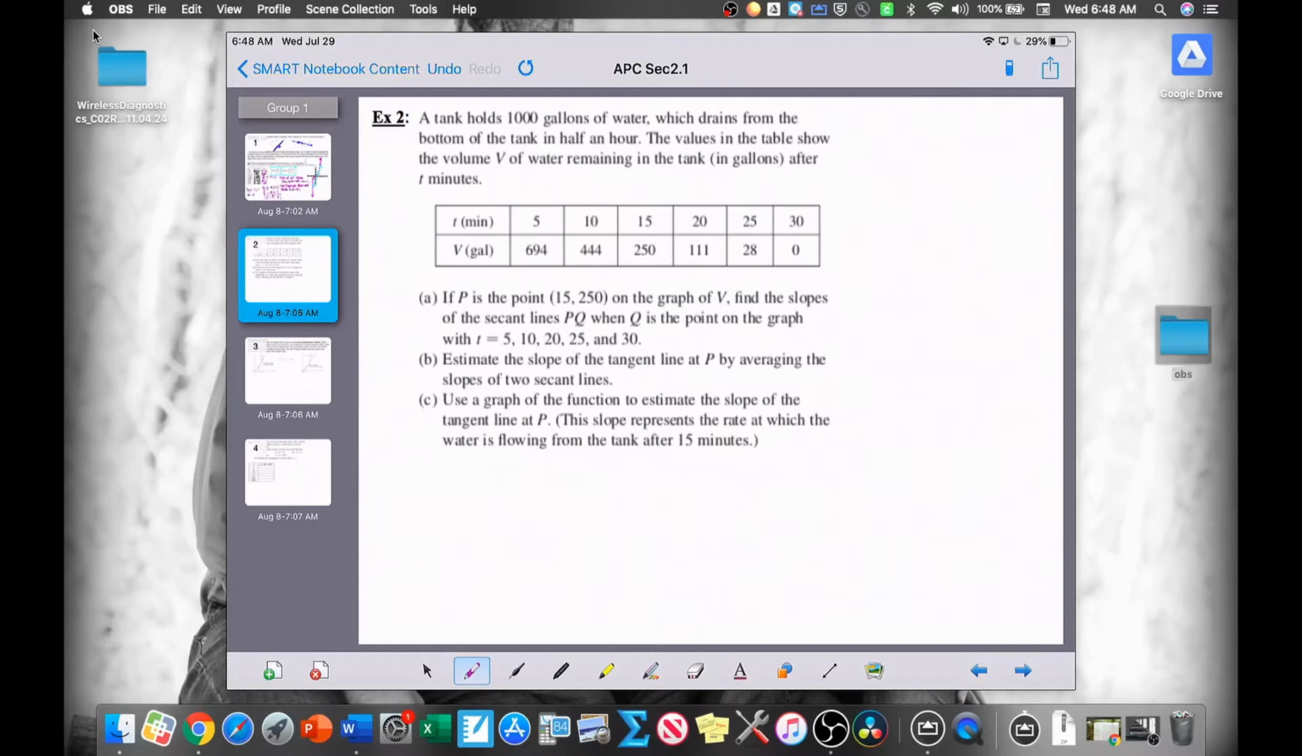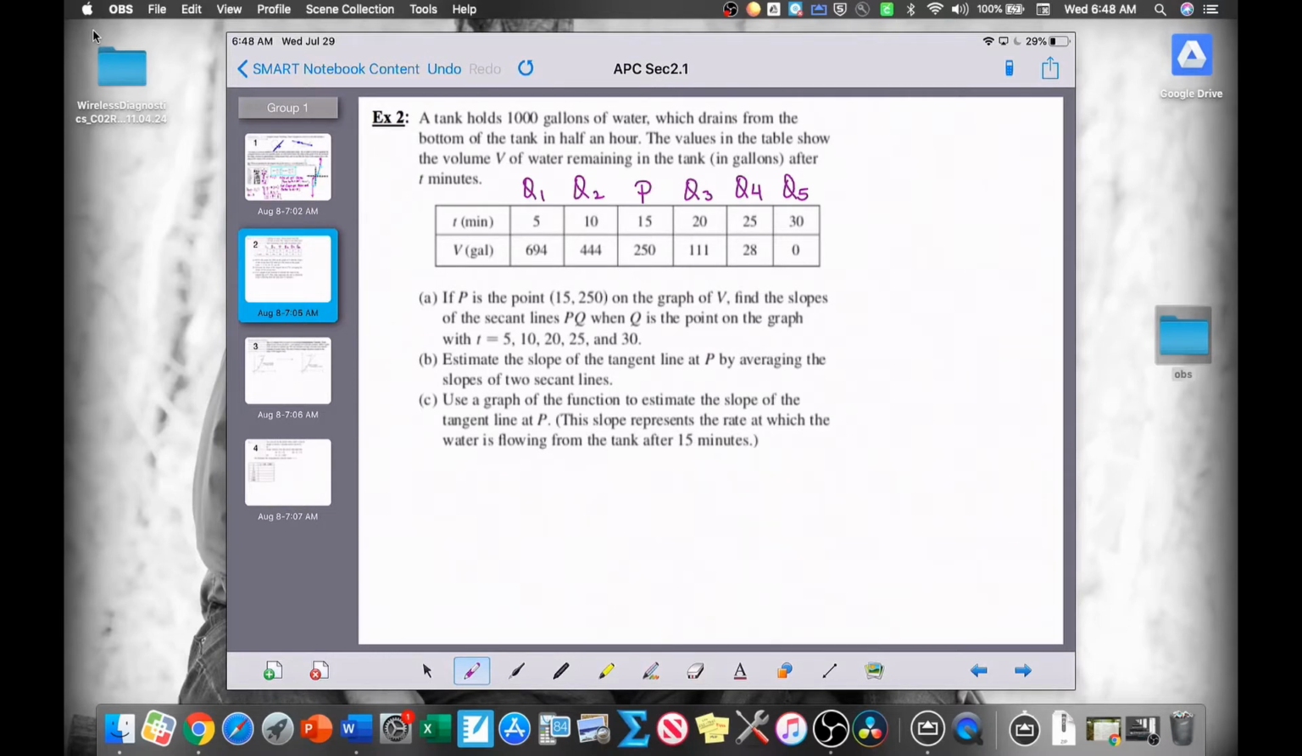Part A says if P is the point (15, 250), so 15 minutes after the water starts draining, the volume is 250 gallons. Find the slopes of the secant lines PQ when Q is the point on the graph with t equal to 5, 10, 20, 25, and 30. So I'm going to call this point Q1, this point Q2, Q3, Q4, and Q5. That'll just make it easier when we're finding our slopes.